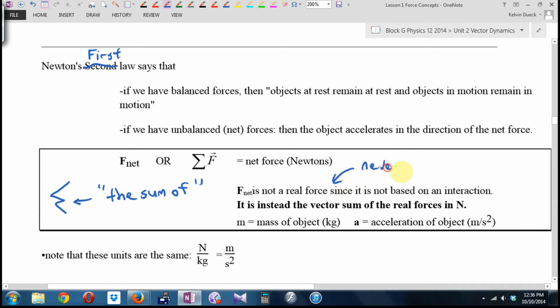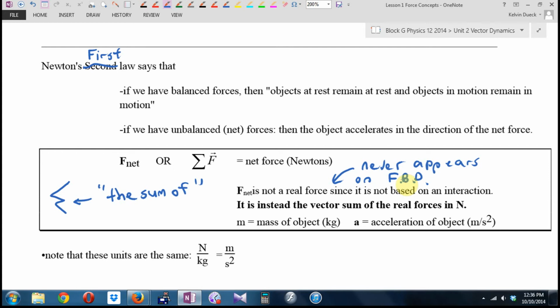It never appears on an FBD. Who remembers from last year what an FBD stands for? Okay, F net will never appear on my free body diagram. It would be what you get if you erased everything on the free body diagram, added all the vectors up tip to tail, and summarized it with one force. It's what you could have drawn, but we'd much rather see all the individual forces.